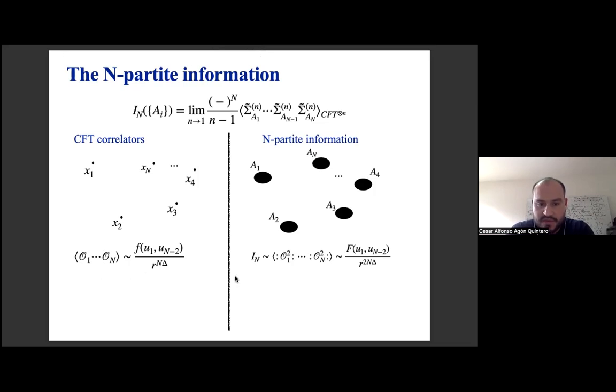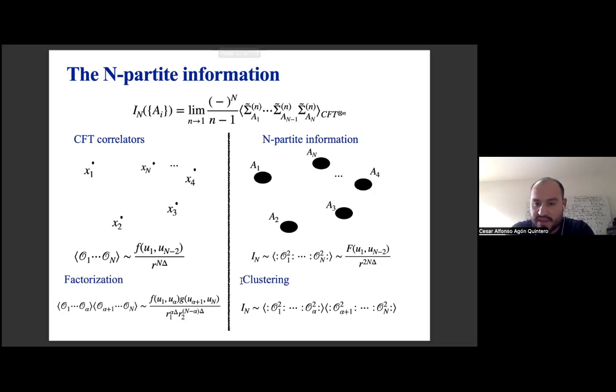Okay, so roughly speaking, it seems like the n-partite information also looks like a correlator. However, this is at odds with the clustering property that I was mentioning at the beginning. While an ordinary correlator factorizes when you take a subset of points and separate it from the rest, the n-partite information does not factorize.